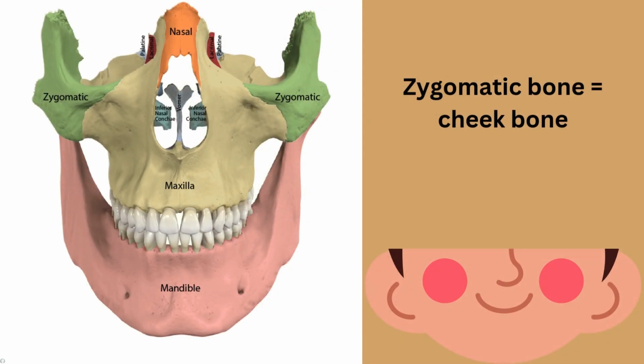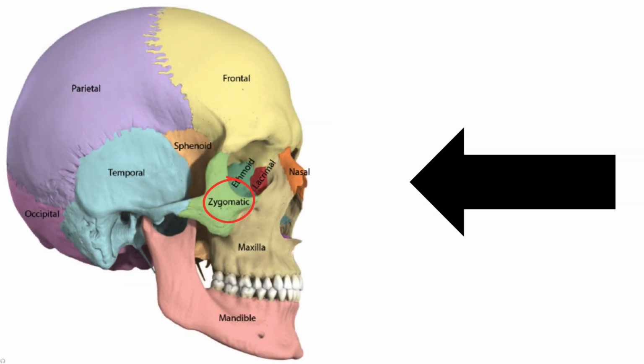Next is the zygomatic bone. Whenever you hear the word zygomatic, remember it's the cheekbone. Cheekbone is the zygomatic bone. Now, as you can see in the picture, the zygomatic bone articulates with the frontal bone, sphenoidal bone, temporal bone, and the maxillary bone as well.